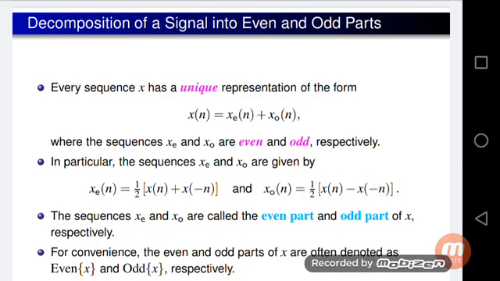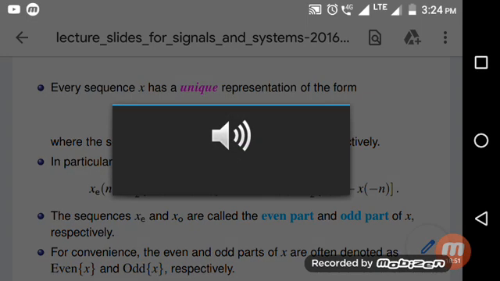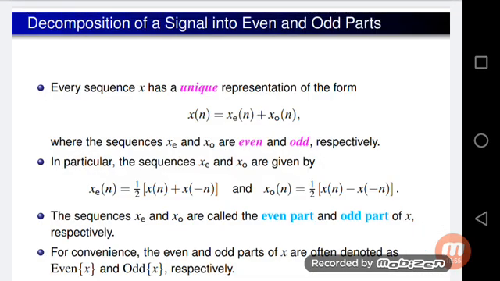Next one is decomposition of signals into even and odd parts. Every sequence x has a unique representation of the form x of n equal to xe of n plus xo of n, where the sequences xe and xo are the even and odd parts respectively.